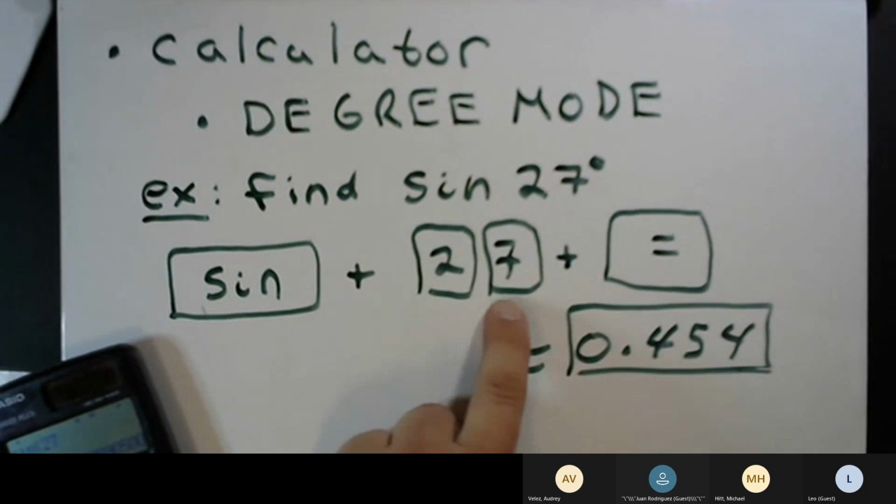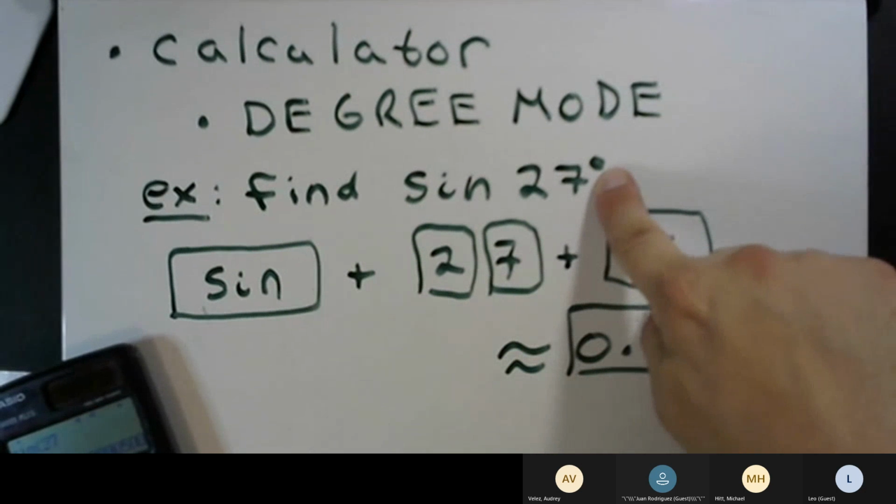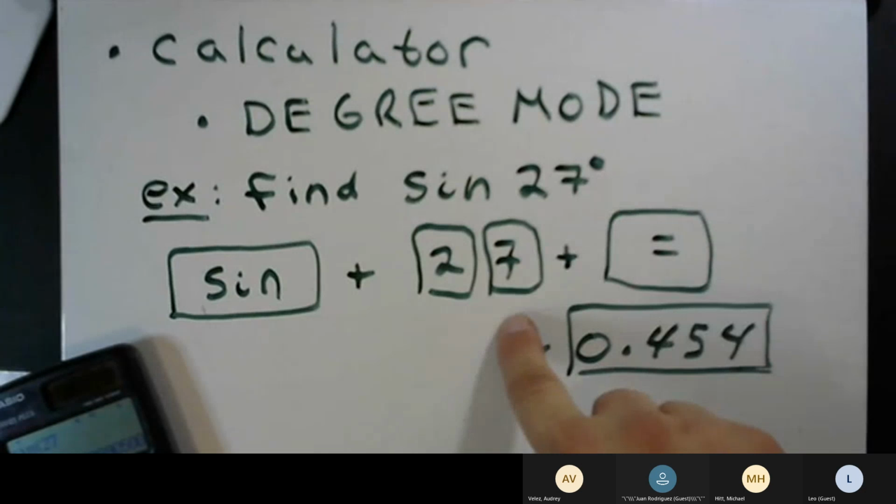Now, the key thing here, the reason this degree mode matters, when I type this in, I go sine 27, but I don't hit any special number that says degree. And this is just a common thing with calculators. You would think you would hit some special button to say, hey, this is degrees and not radians, but there isn't.